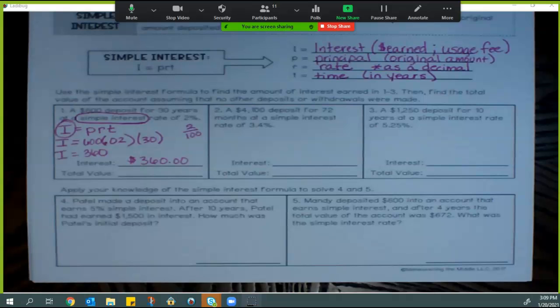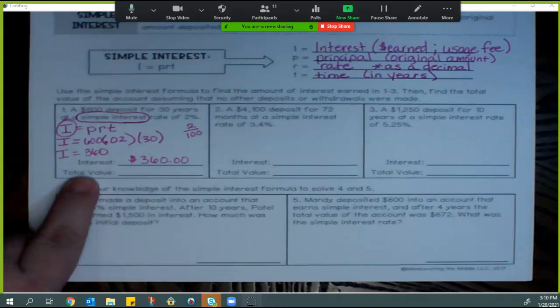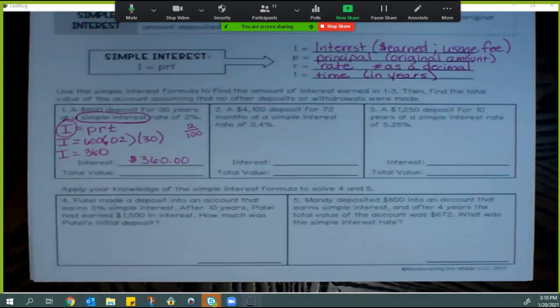So that was the first thing we had to figure out. Now they want to know, after those 30 years, I didn't touch the money. I didn't put any more in. I didn't take any more out. So after 30 years, how much do I have in that bank altogether?